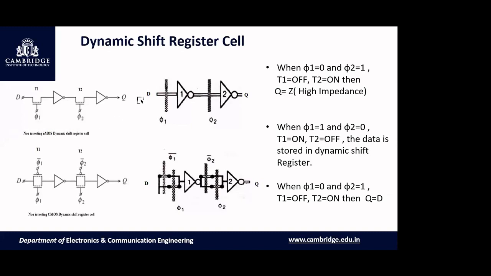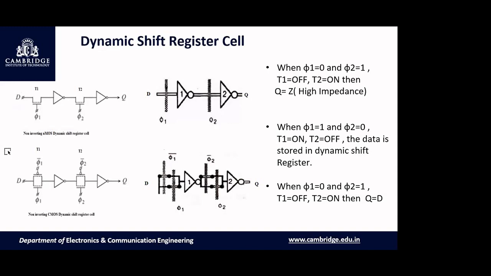Here you can see the stick and the symbol diagram of this non-inverting NMOS dynamic shift register is shown. The stick encoding of pass transistor is drawn and the symbol of inverter is retained as it is. Right? Okay, this is for T1, this is for T2. Clear?